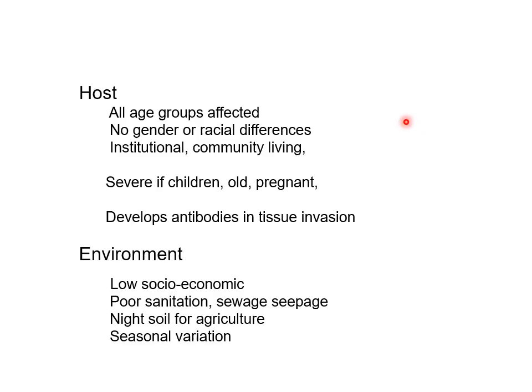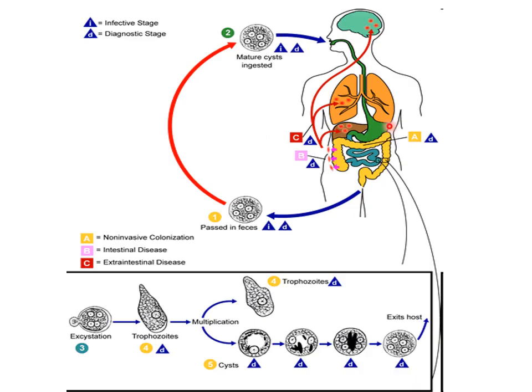So all age groups are affected. Again, it's the same thing. It's severe in children, the old and pregnant. Once there is tissue invasion, they develop antibodies. Environment, again, it's the same thing. So it's something very simple again.